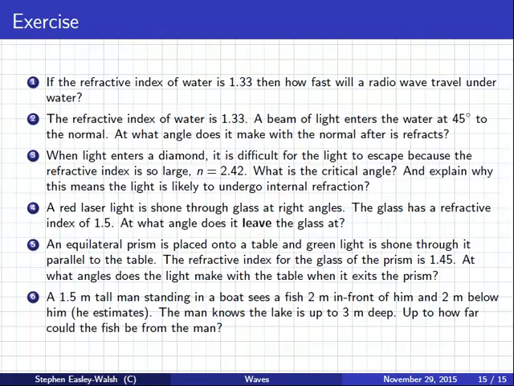Oh, yeah, we do. An equilateral prism is placed on the table and green light is shone through it parallel to the table. The index is 1.45. At what angle does the light make with the table when it exits? Right, so this one's a bit hard, and unfortunately it was an exam question, but if I draw it carefully, I think you'll be okay.